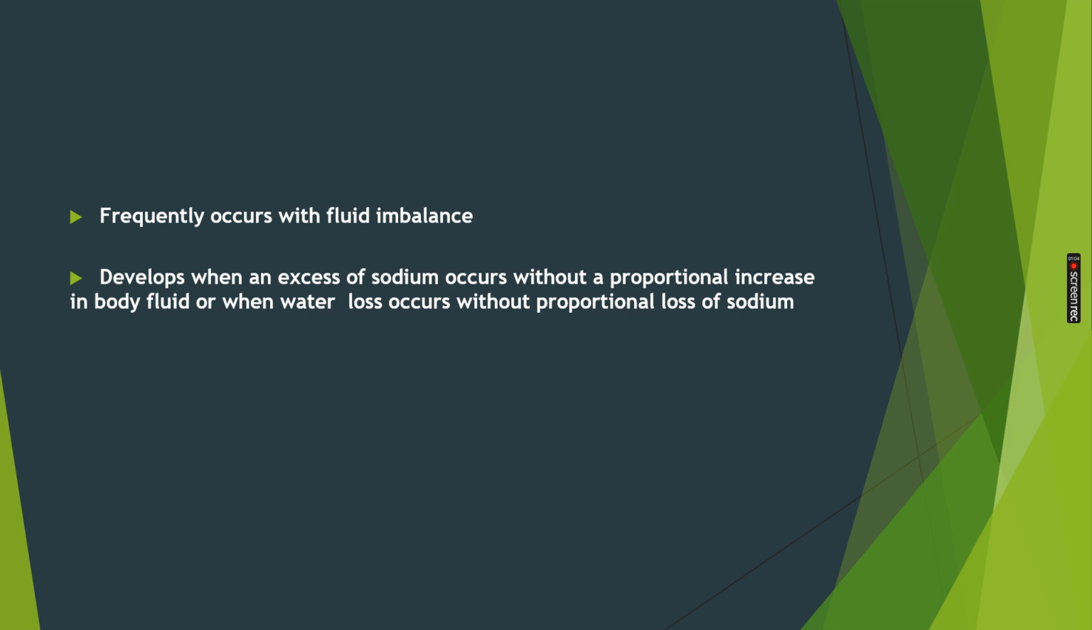It frequently occurs with fluid imbalance, and it develops when an excess of sodium occurs without a proportional increase in the body fluid. Meaning only the sodium will increase but the water will remain the same. The second is when water loss occurs without proportional loss of sodium. Meaning water is going out of our body but sodium is not going out with the water. So these are the two conditions when the patient can experience hypernatremia.